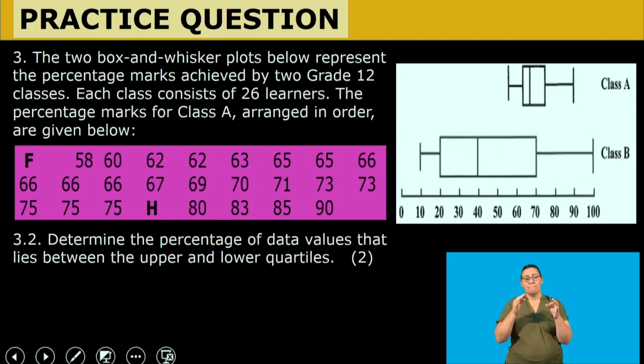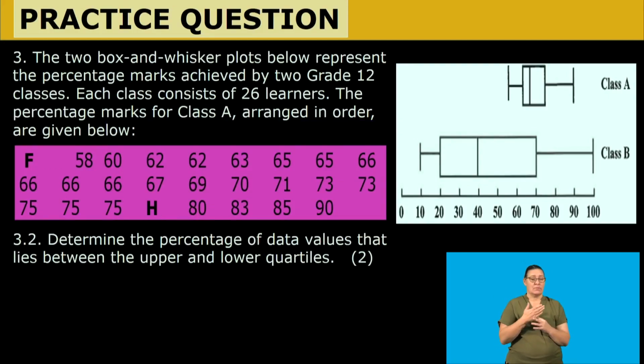3.2, determine the percentage of data values that lies between the upper quartile and the lower quartile. The value that lies between the upper quartile Q3 and the lower quartile Q1, what is that value? That is Q2. So what is the percentage of the data values that lies between them? It is 50%.